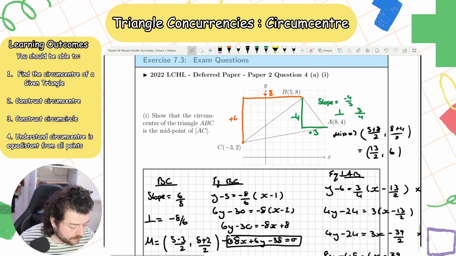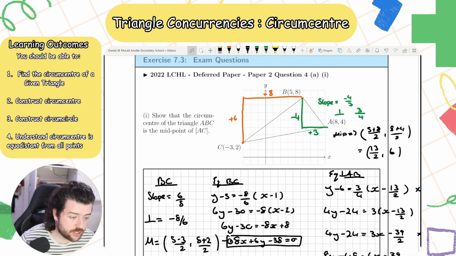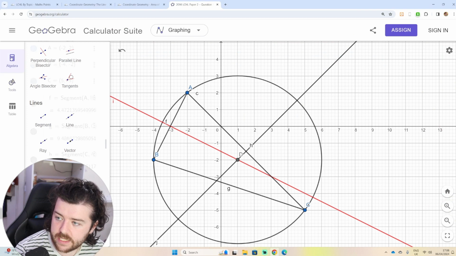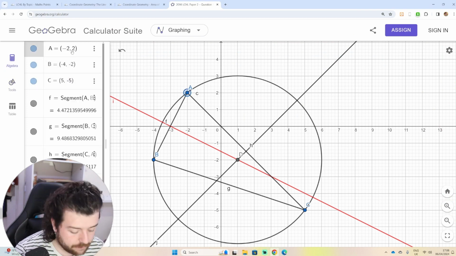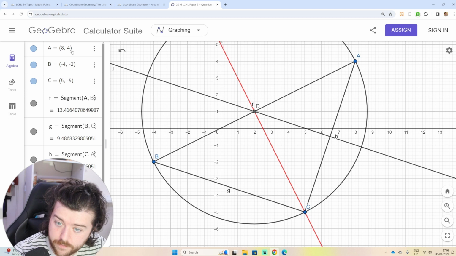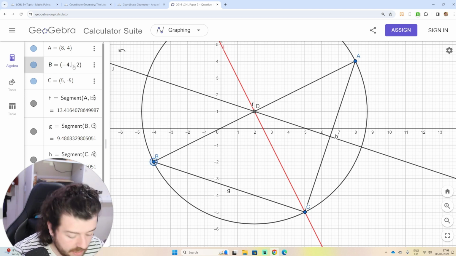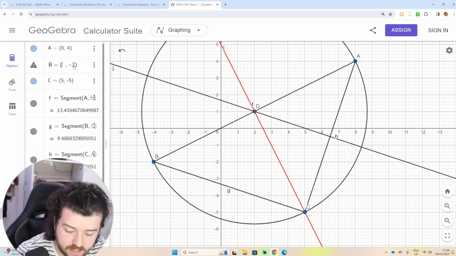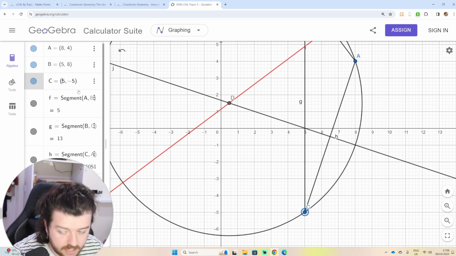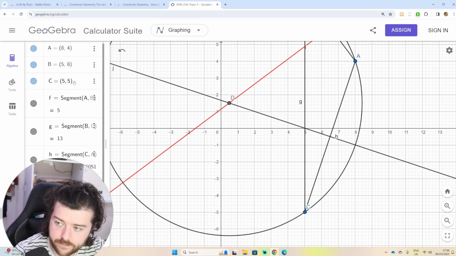So let's just check our answers on GeoGebra. So I'm back in GeoGebra now. I'm just going to edit these points here. So I'm going to edit point A to be (8, 4). B is (0.5, 8). And point C is equal to (-3, 2).